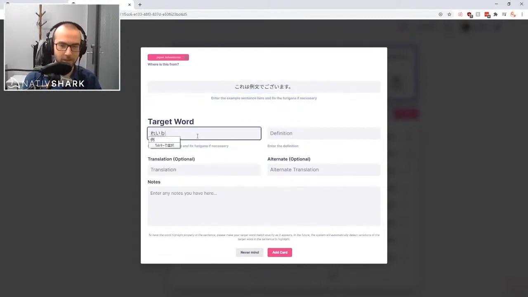And then maybe I don't know what 例文 is, which is the example sentence. So I'll have that target word, boom. And I'll also set the Furigana for it. So with these two brackets, and then you would type in 例文.